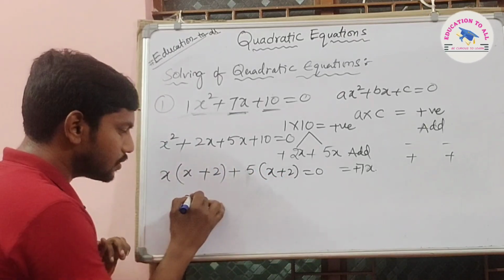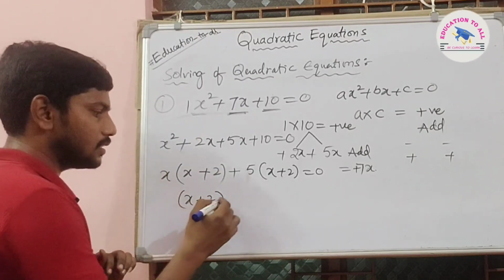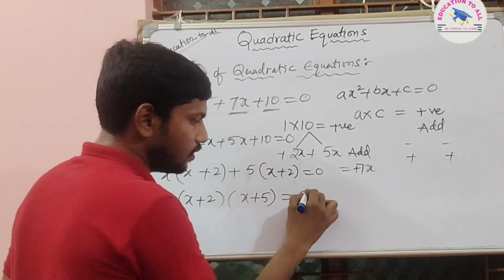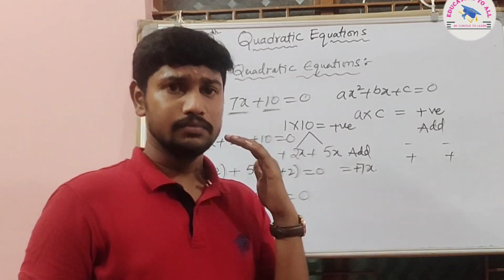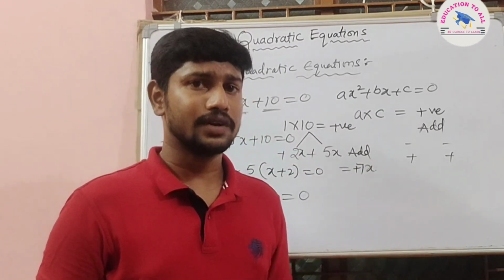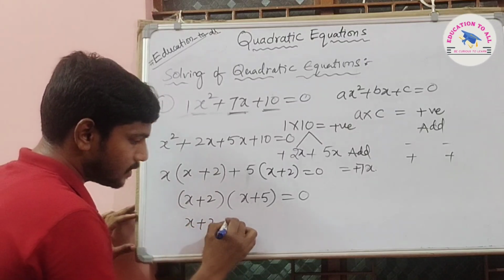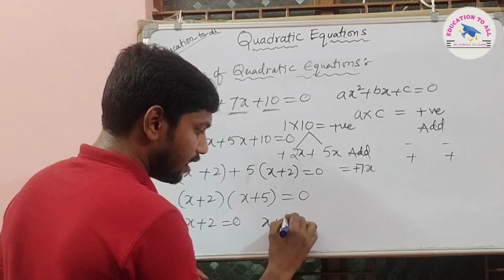Take again x plus 2. So x plus 2 taken out, what is pending here? x is pending. Next, plus 5 is pending, equal to 0. Remember, when the product is equal to 0, either the first one is equal to 0 or the second one is equal to 0. What is the first one? x plus 2 equal to 0. Otherwise, x plus 5 equal to 0.